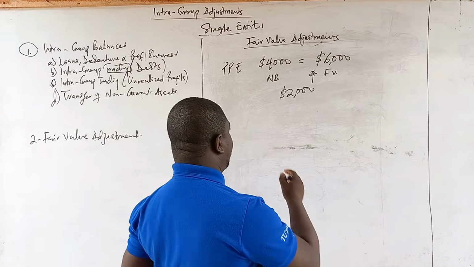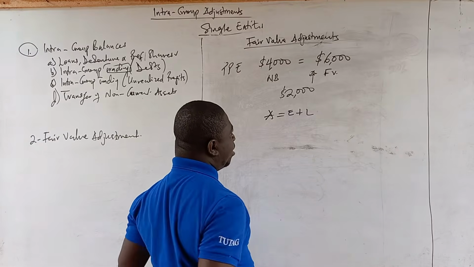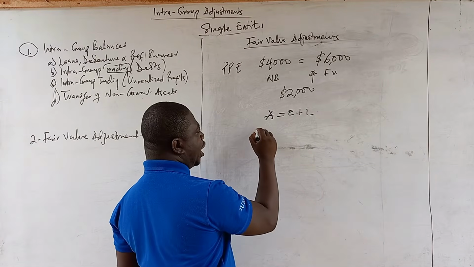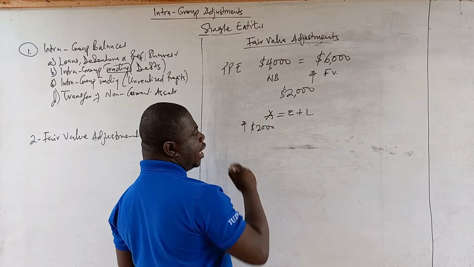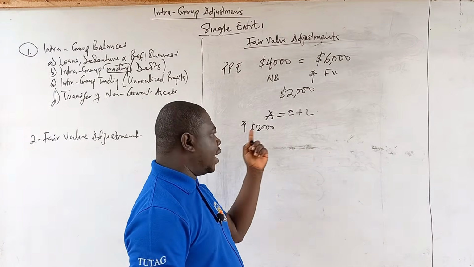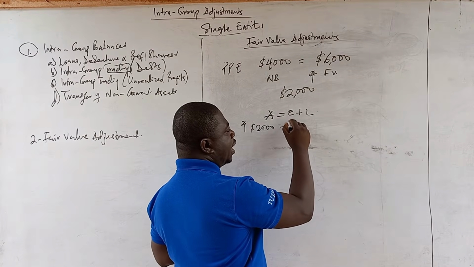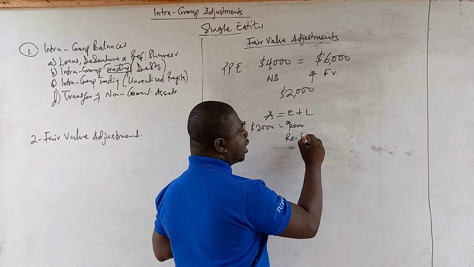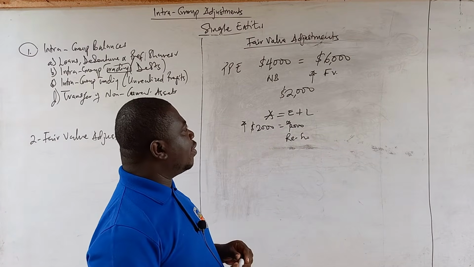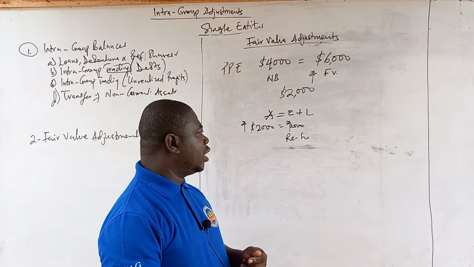there, because remember that the accounting equation is always true. Asset equals equity plus liabilities. So if the asset is going up by 2,000, it was already 4,000, it has gone up by 2,000, then one of these must also go up. Other than that, the accounting equation will not agree. And so definitely the equity must go up by 2,000 in the name of revaluation surplus. And so anytime there is an upward revaluation, you just show that it is a revaluation surplus.